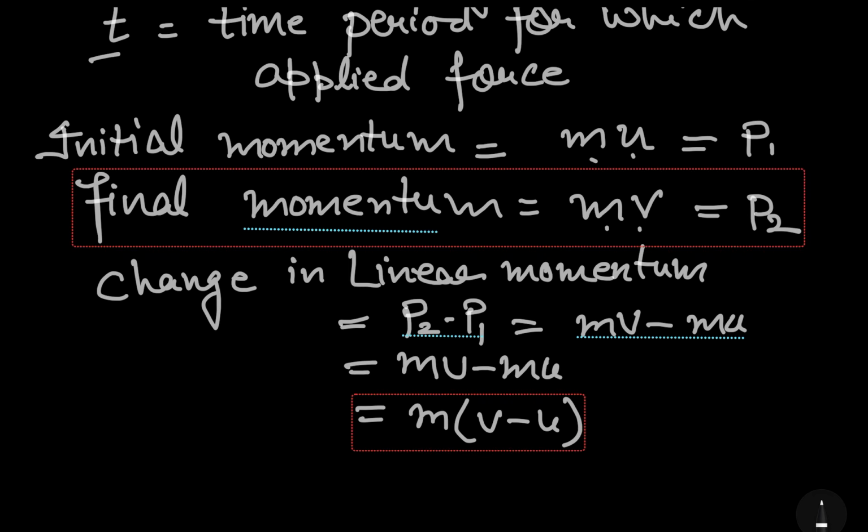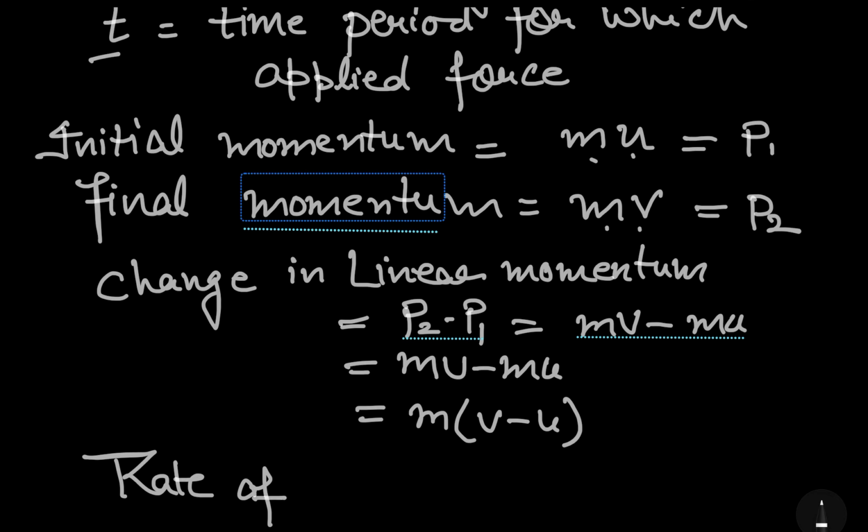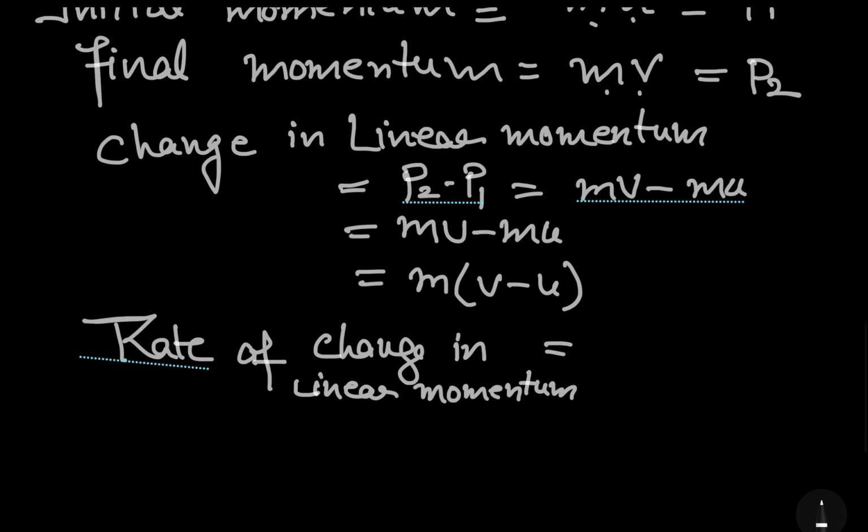Now we want to calculate the rate of change of linear momentum, because this is our Newton's second law. Rate of change of linear momentum. This is a very important derivation, students. Don't forget to revise this for your exam. Rate means, I already told you, when we are talking about rate, we will compare it with time. So it is upon t. T is the time period.